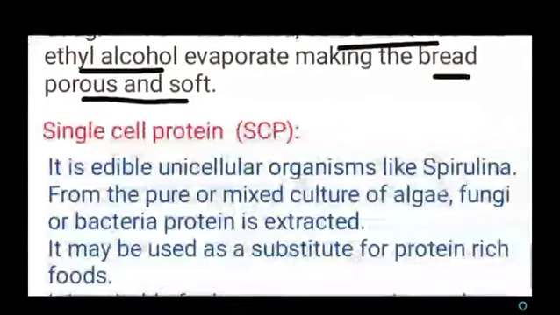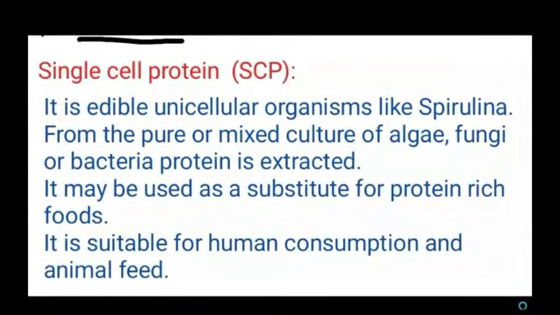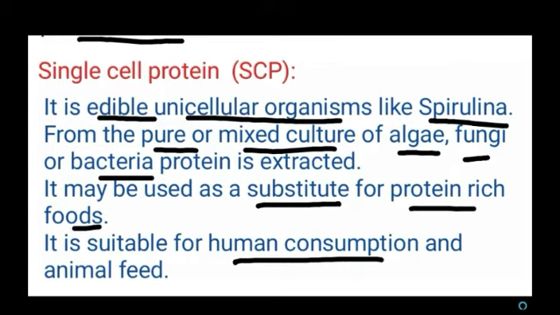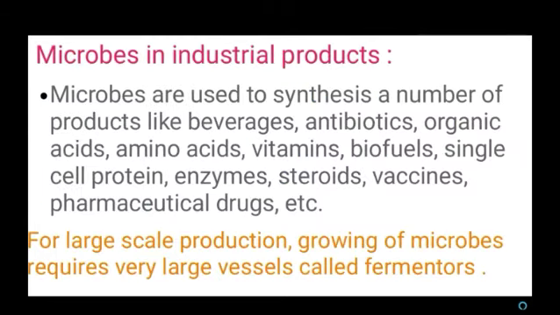Next is single cell protein. Single cell protein is actually edible unicellular organisms like spirulina. The protein is extracted from pure or mixed cultures of algae, fungi and bacteria. This protein is used as a substitute for protein rich foods. This single cell protein is suitable for human consumption, and it is also used as animal feed. So next we are going to see about microbes in industrial products.